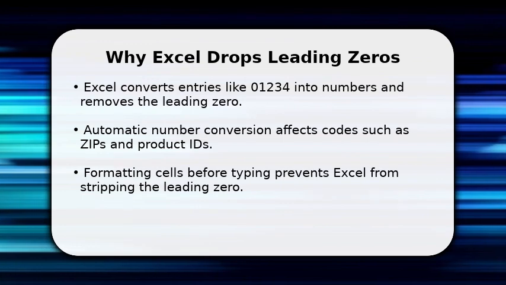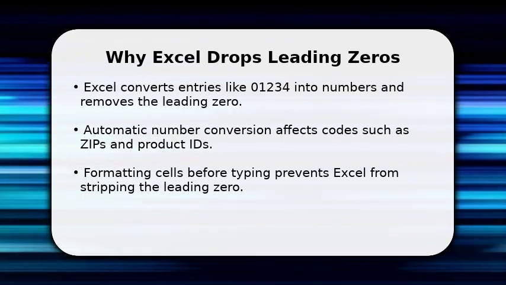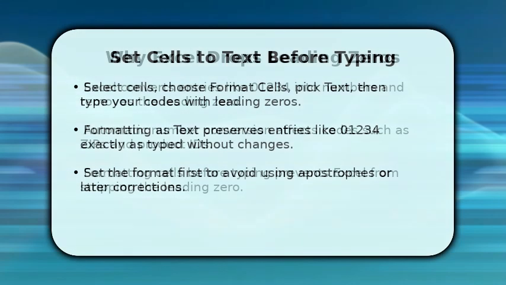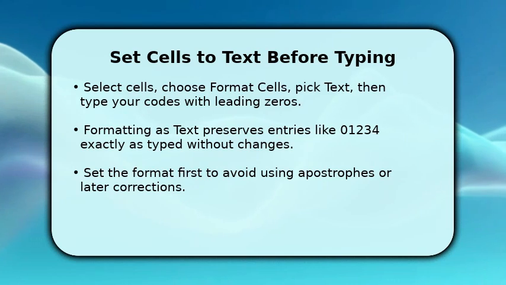Understanding that Excel converts by default is the first step. If you want to keep the zero, you must change how Excel interprets the cell before you type. The only reliable method is to format cells as text before you enter data.